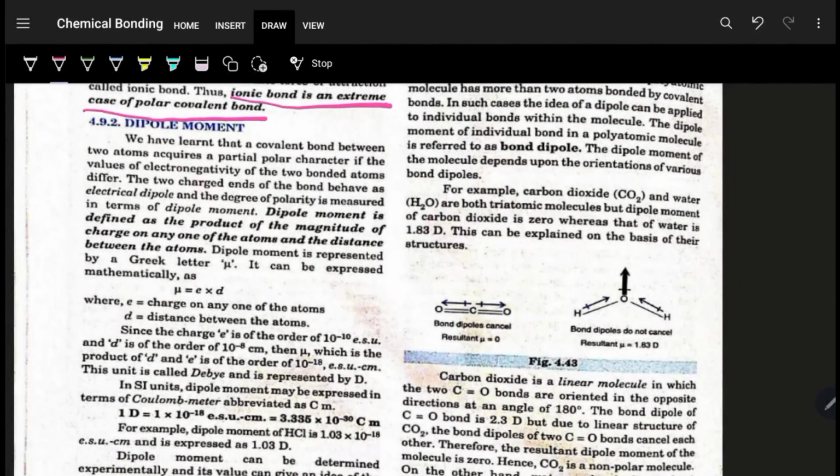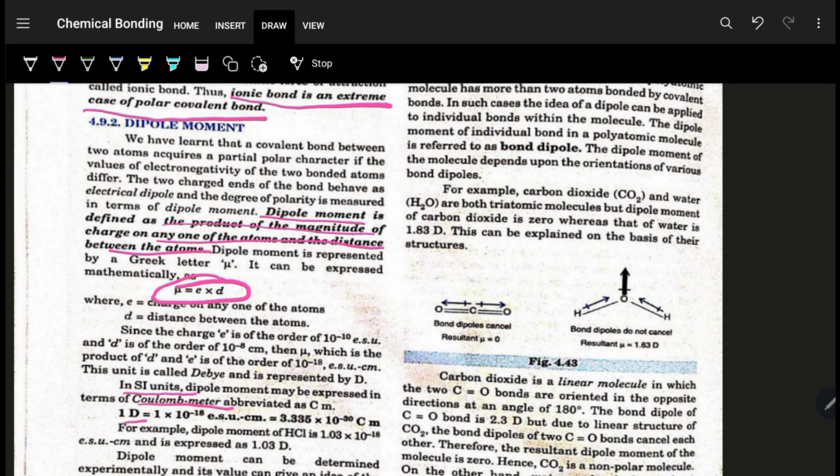So dipole moment is defined as the product of magnitude of charge and distance between the charges. Same thing, e into d, I have told you it is represented by mu as well. So here Debye is the unit. SI unit of dipole moment can be expressed in coulomb meter, which is Debye.